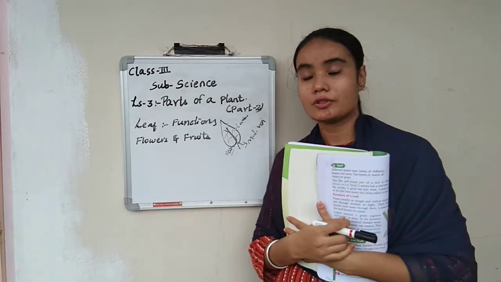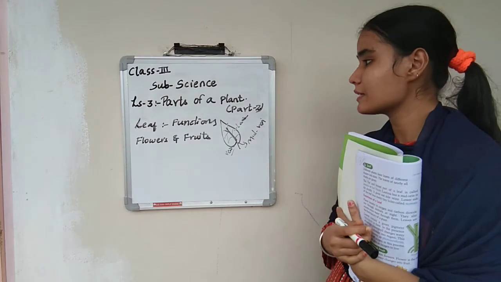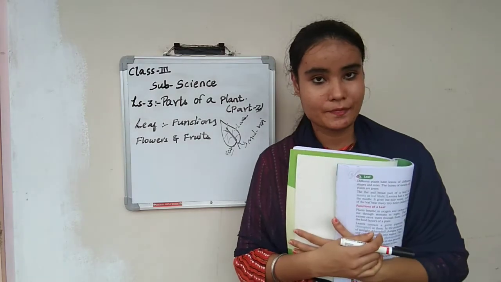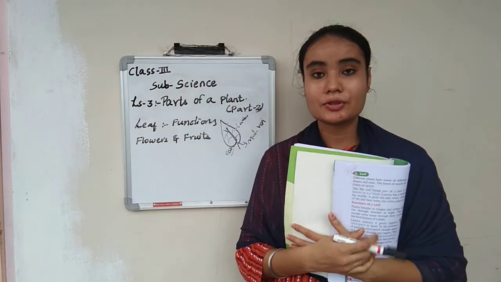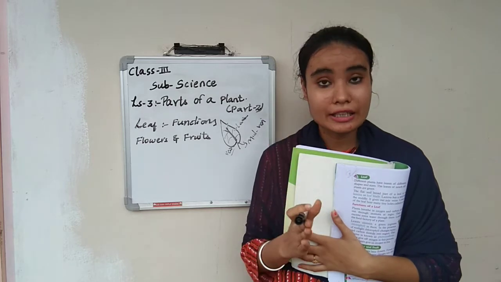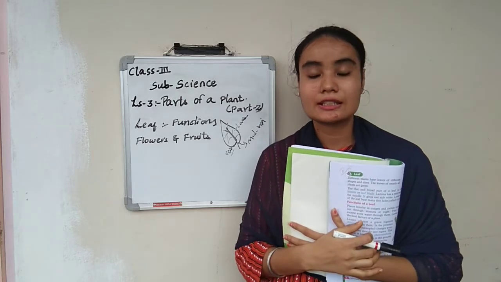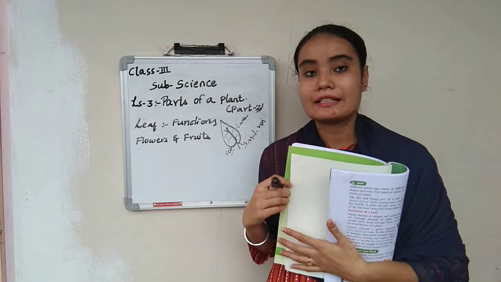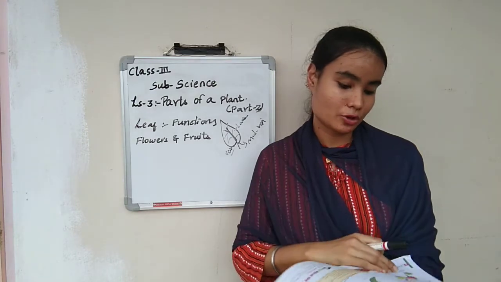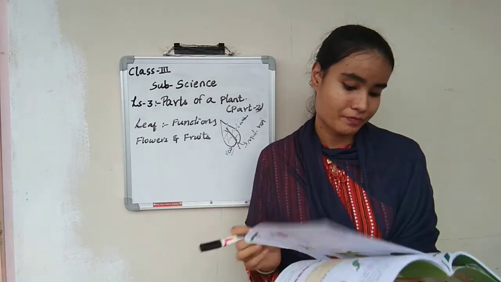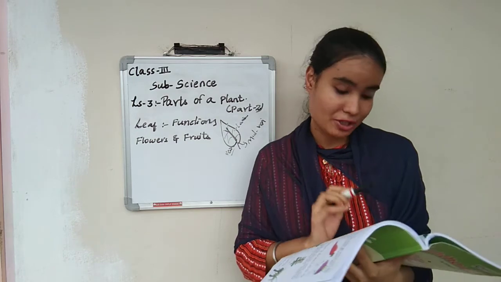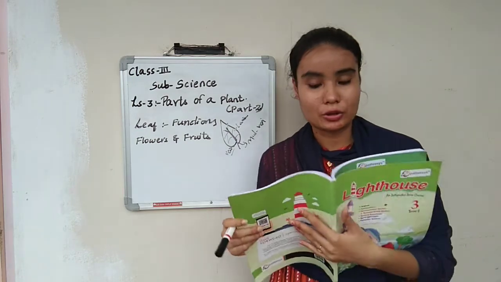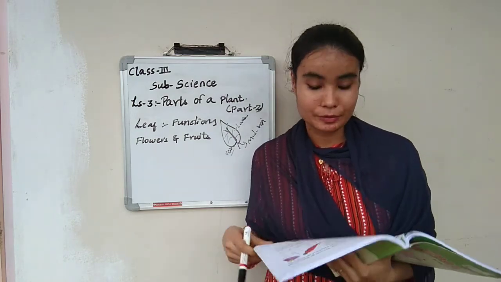Okay children, we have completed lesson number 3, parts of a plant. I hope you have understood. Go through the lesson, read it, and watch the video until you understand. Draw the diagram of a leaf, and also of a plant. The different parts of a plant are on page number 96, draw that also in your classwork book.